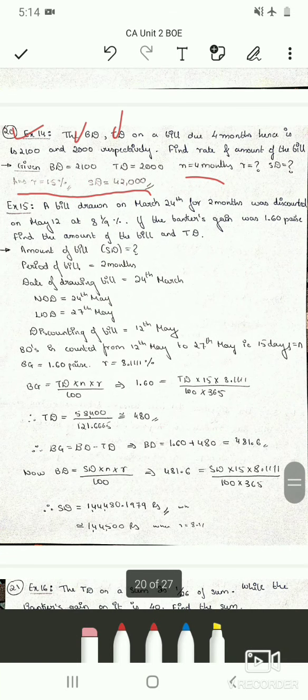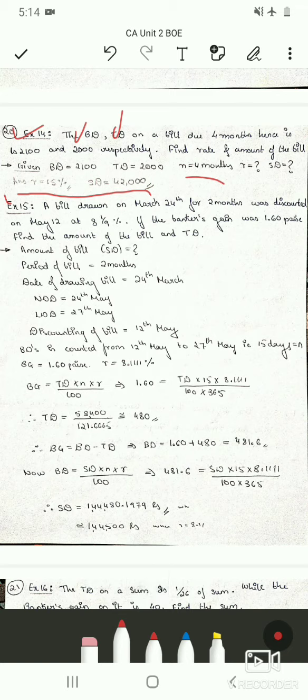So the 15th problem is a bill drawn on March 24th for 2 months was discounted on May 12th at 8 and 1 by 9th%. If the banker's gain was rupees 1.60 paise, then find the amount of the bill and the true discount. So here the amount of the bill, that is the sum due, is unknown and you have to find out the true discount. So we will write whatever the information is given.